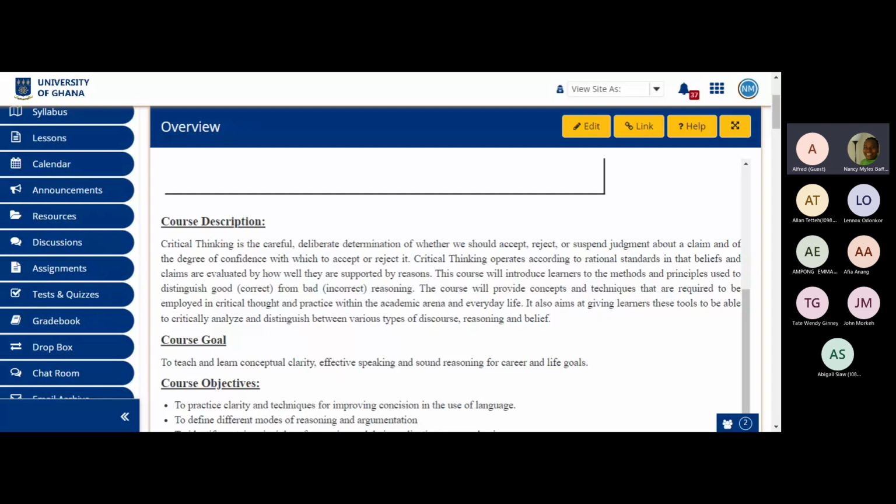It also aims at giving learners these tools to be able to critically analyze and distinguish between various types of discourse, reasoning, and belief.